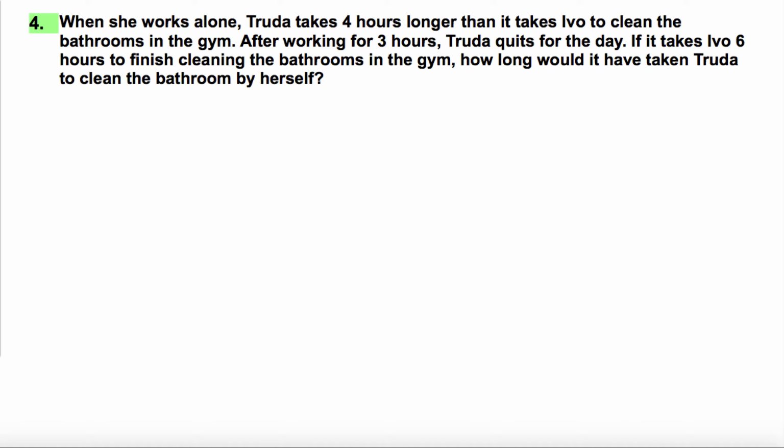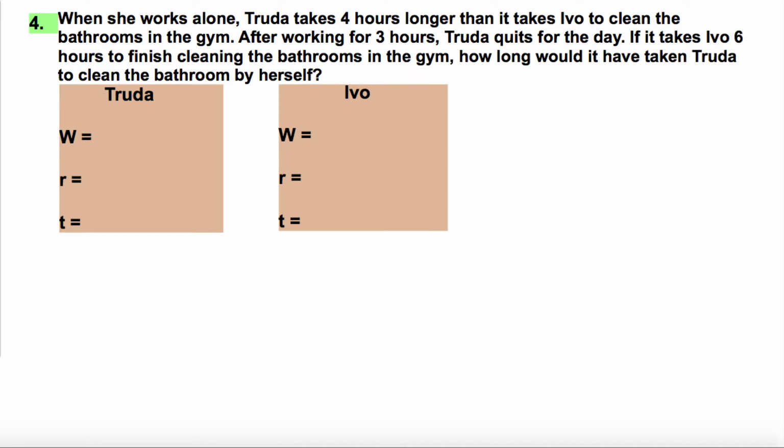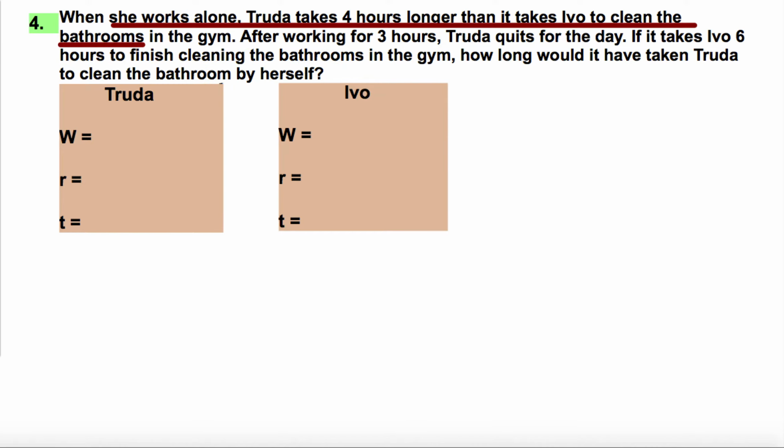When she works alone, Truda takes 4 hours longer than it takes Ivo to clean the bathrooms in the gym. After working for 3 hours, Truda quits for the day. If it takes Ivo 6 hours to finish cleaning the bathrooms in the gym, how long would it have taken Truda to clean the bathroom by herself? Construct the work rate timetables for Truda and Ivo respectively.